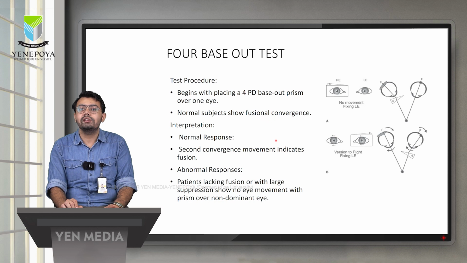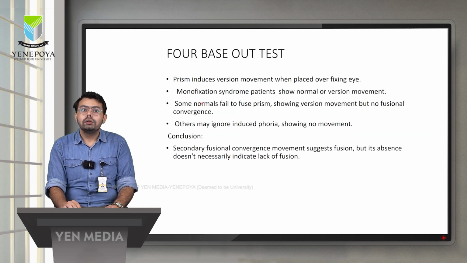So here we have to look for the refixation movement. If the patient is having a normal retinal correspondence and a normal fusion, the second movement will be normal. Meaning if we put a prism in the right eye, the eye will move, but because of the refixation movement, the left eye again will come back to normal. So monofixation syndrome patient shows normal version movement. Some normal patients fail to use fusion, showing version movement but no fusional convergence.